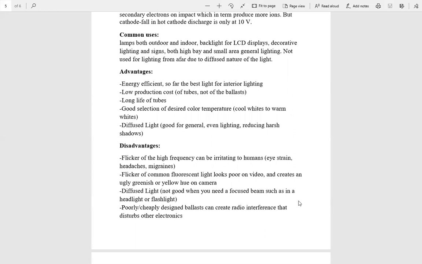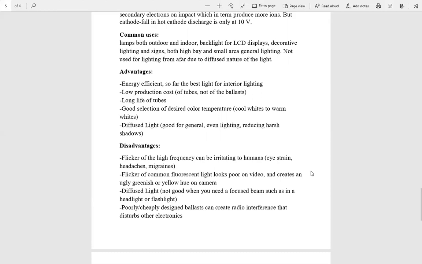Now, let's discuss the advantages and disadvantages of this lamp. Advantages. Energy efficient. So far the best light for interior lighting. Low production cost of tubes, not of the ballasts. Long life of tubes. Good selection of desired color temperature, cool whites to warm whites. Diffused light, good for general, even lighting, reducing harsh shadows.